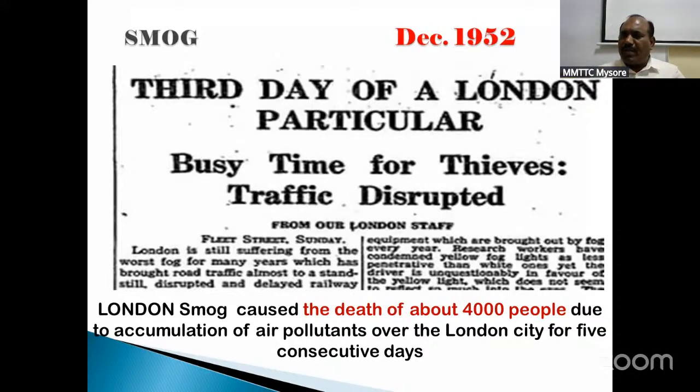Due to accumulation of fog, a combination of fog and smoke forms smog. In London in 1952, the London smog caused the death of 4,000 people. It is a combination of smoke, smog and sulfur dioxide, which accumulated continuously for nearly 15 days. So it leads to death.